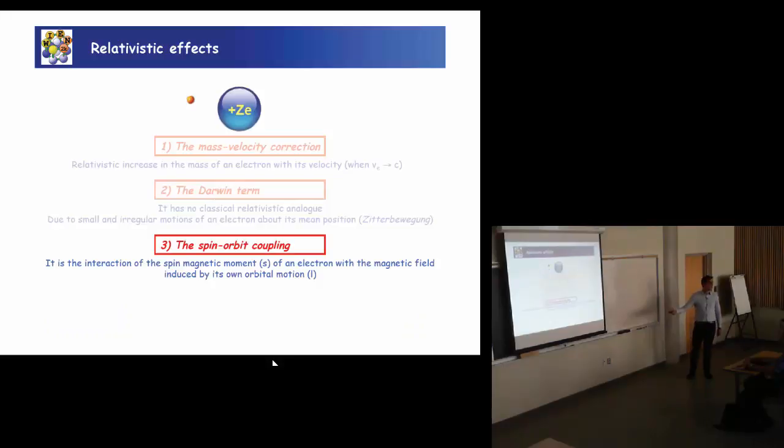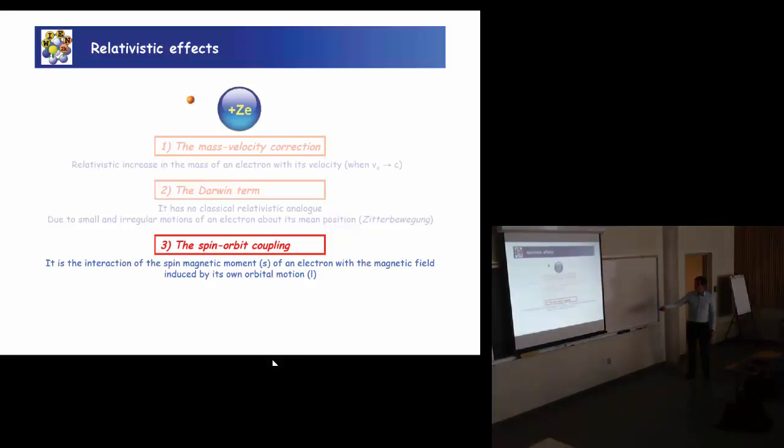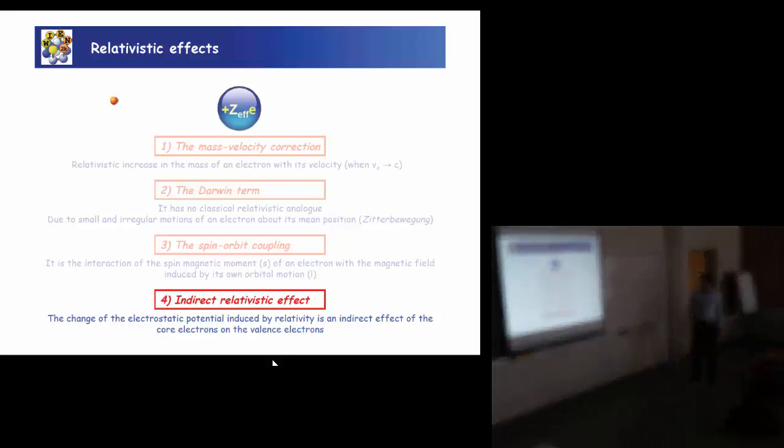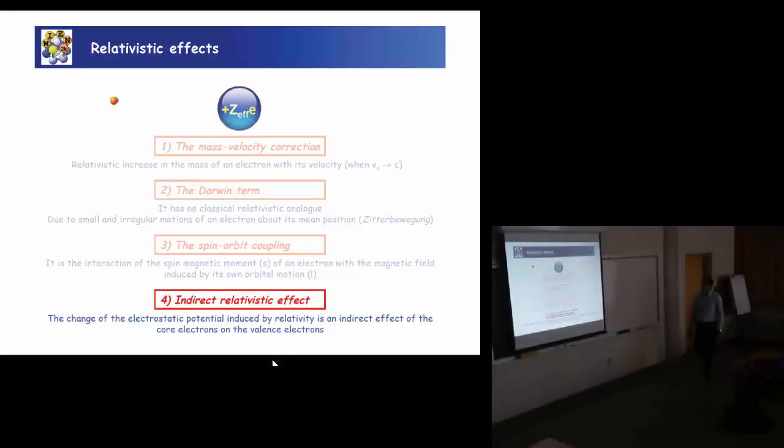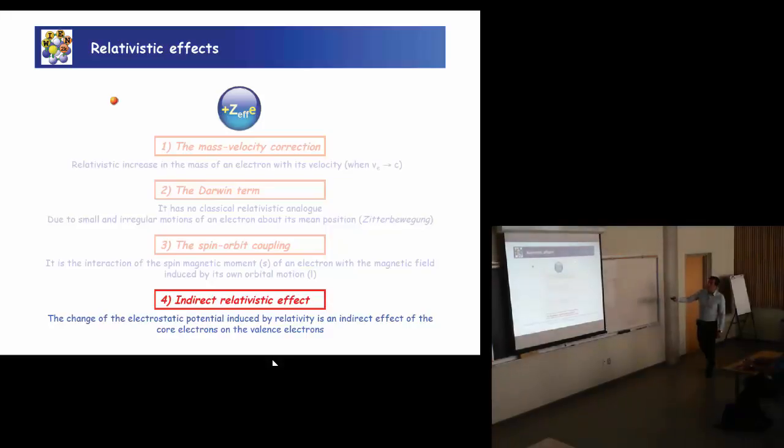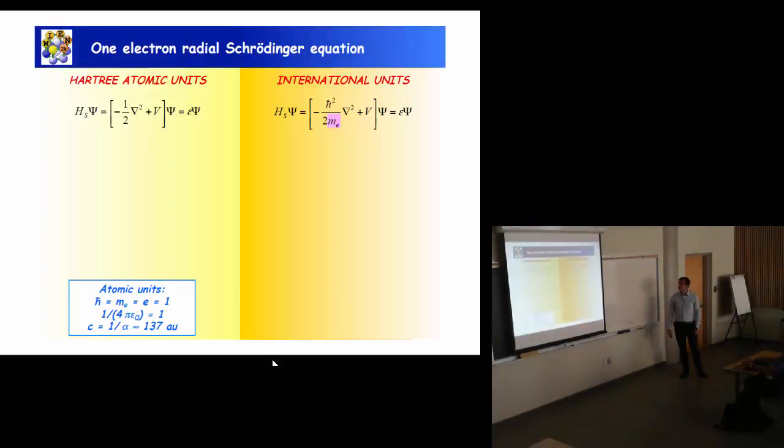The spin orbit coupling, which is an effect that you will have, and which simply says that you have a coupling between the second quantum number, L, and the spin quantum number, S. So the two magnetic moments interact with each other. And you have indirect relativistic effects, which are then related to the valence electrons, which are really slow, but due to orthogonality, they will feel the effect of the relativistic electrons, which are close to the nucleus.